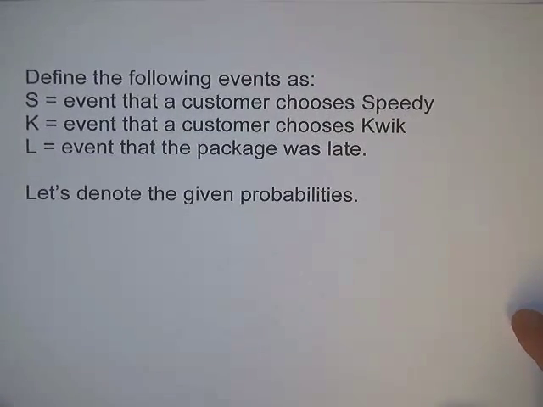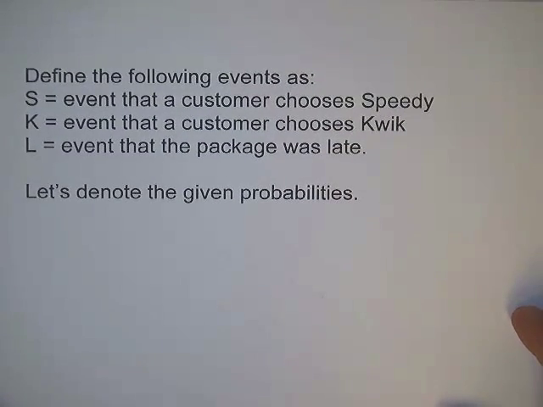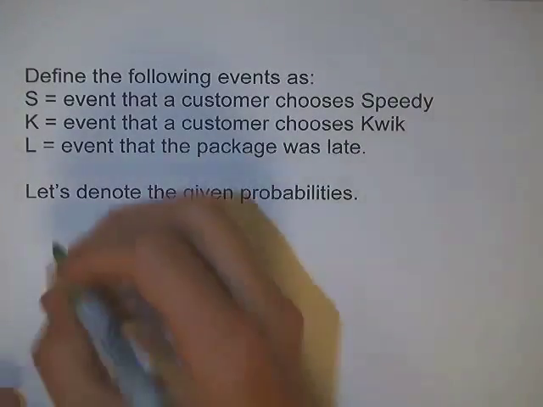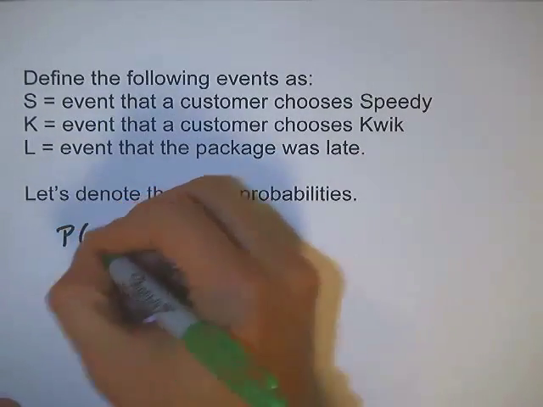Okay, so let's first of all define the following events. Let event S be the event that the customer chooses Speedy, K the event that the customer chooses Quick, L the event that the package was late, and let's use those letters to denote the probabilities that we're given there. Okay, so let's start with the 70%. It says suppose Speedy is used 70% of the time. So that's just the probability of S.